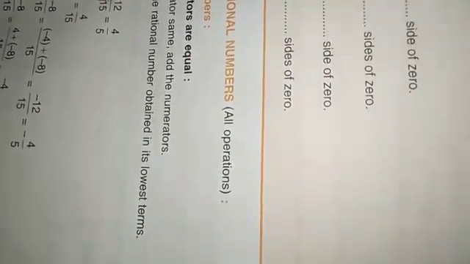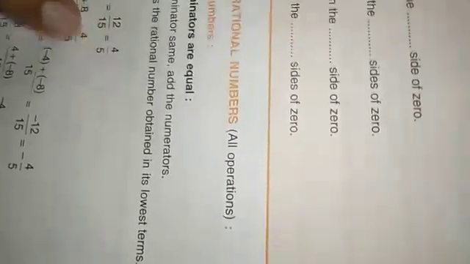So 4 by 15 plus 8 by 15. We know that the LCM of 15 and 15 is ultimately 15, and the numerator is 4 into 1, which is 4, plus 8 into 1, which is 8. So 8 plus 4, 12 by 15 will be the answer. 12 by 15 is equal to 4 by 5, because 12 and 15 both have a common divisor 3.